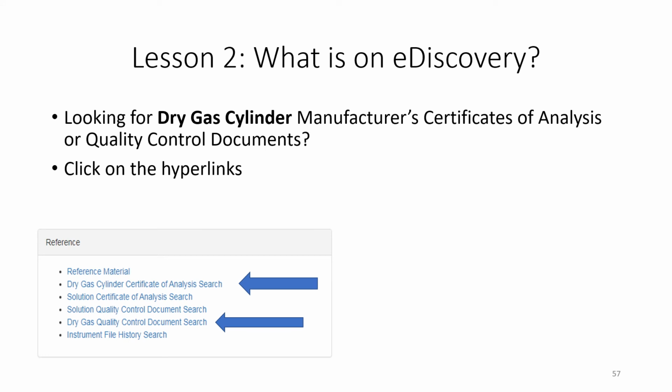If you're looking for information about the dry gas cylinder, such as the manufacturer's certificates of analysis or the quality control documents, you can click on the hyperlinks that are located in the reference section. So again, on that main page of eDiscovery, in the bottom left-hand corner, there are two separate tabs. One, the dry gas cylinder certificates of analysis search, and the other, dry gas quality control document search.